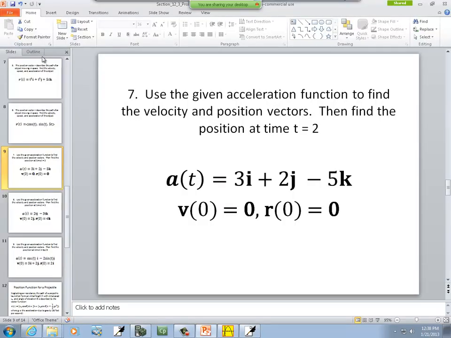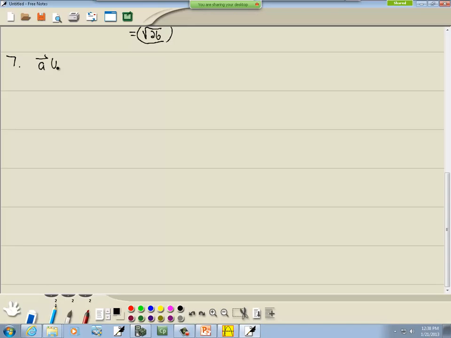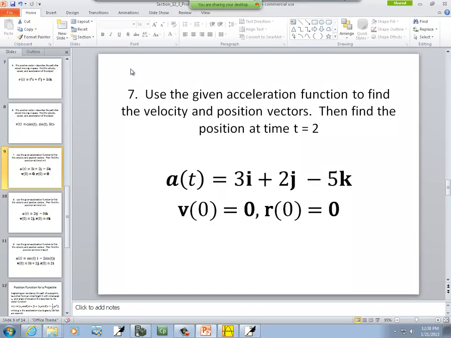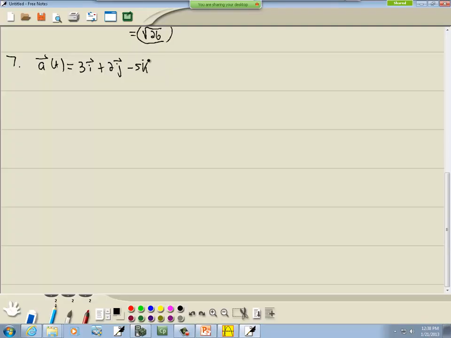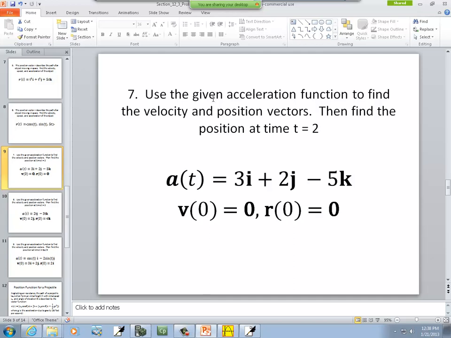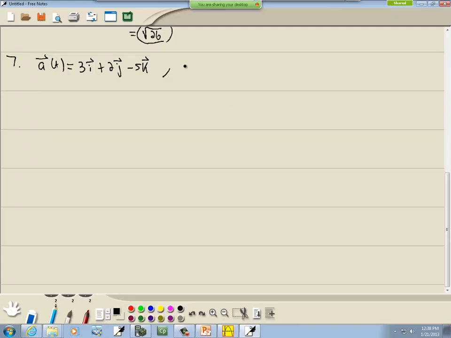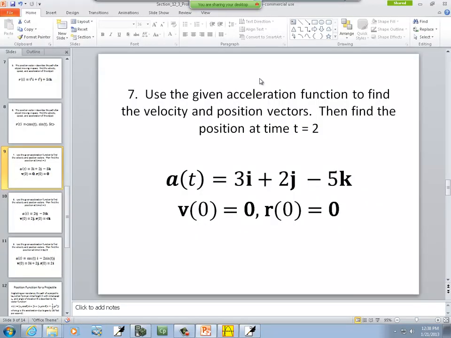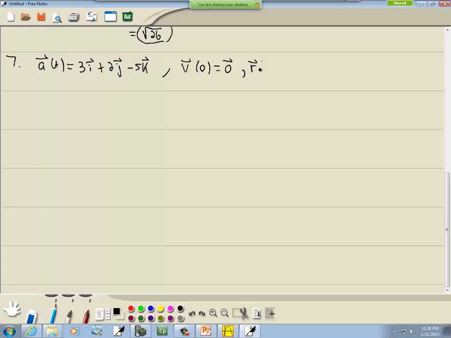Okay, so here they're giving us the acceleration vector, 3i plus 2j minus 5k. And it says use a given acceleration function to find a velocity and position vectors. And v of 0 is equal to the 0 vector. And r of 0 is equal to the 0 vector. Now notice the 0 inside the parentheses here is a t. But this is actually the 0 vector.